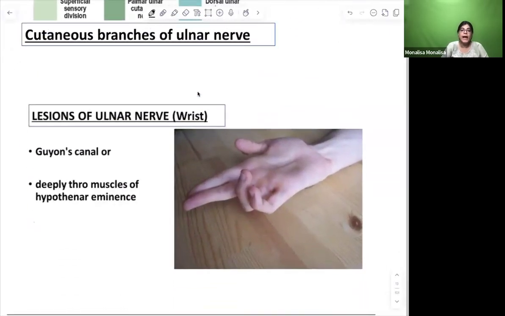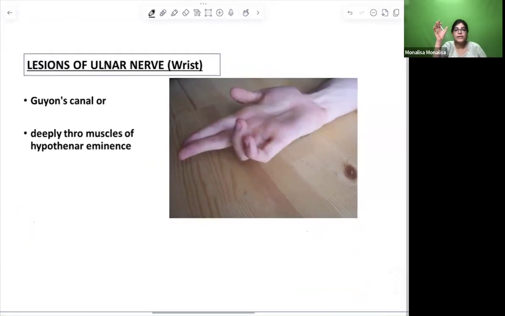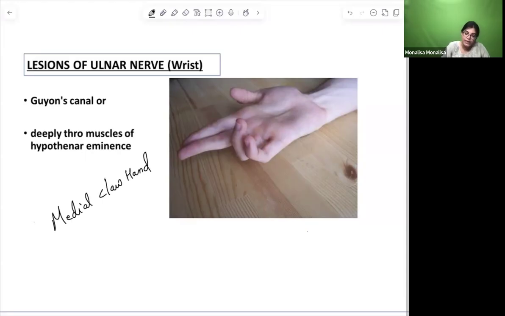Now, what will happen if there is a lesion of the ulnar nerve? The ulnar nerve goes medially to supply the hypothenar muscles. When it traverses the hand, it travels through a space called Guyon's canal, and it passes in the hypothenar eminence. I will show you the Guyon's canal area. Yes, Sadik, you are absolutely right. The patient will have a partial claw hand, that means only a medial claw hand.